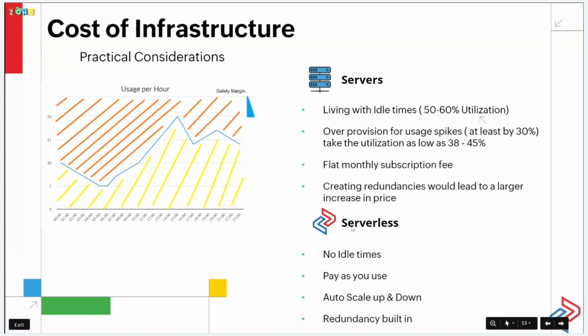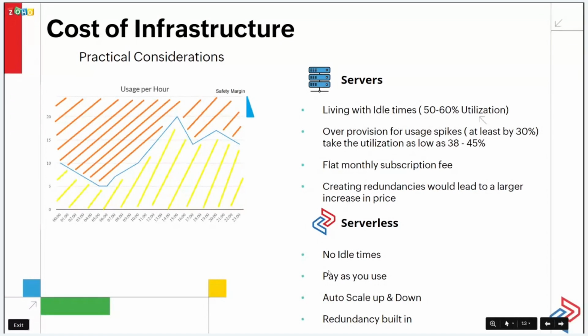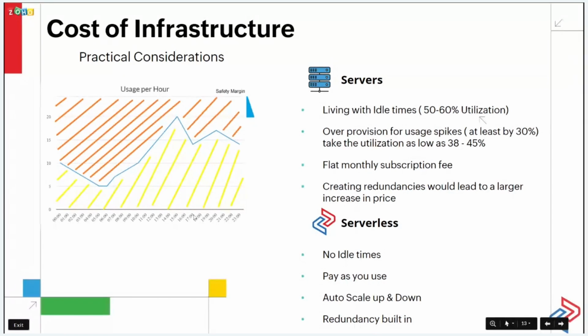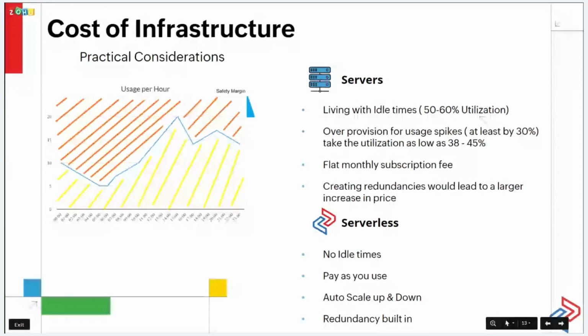Whereas if you look at it from a serverless standpoint, you'd generally pay only for the yellow shaded part, which is you do not have idle times. You do not have to over provision that extra 30% because there is auto scale up and scale down that is baked in. And you would not have to create an alternate server because redundancy is also baked in. So you pay as you go, you do not have idle times, you have the ability to scale up and down and have redundancy, and save on cost, especially when you are not running an application which is running on constant load for the entire day.